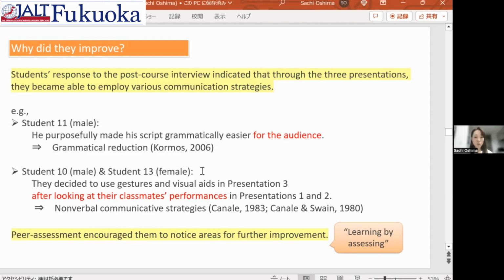And student 10 and student 13, female, decided to use gestures and visual aids in presentation 3. And they explicitly mentioned that it was after looking at their classmates' performances in presentations 1 and 2. And as I already mentioned, the use of gestures and visual aids are nonverbal communication strategies. So peer assessment, looking at peers' performance, encourages them to notice areas for further improvement. That's why I suggested that learning by assessing happens. And they improved from presentation 1 to 3.